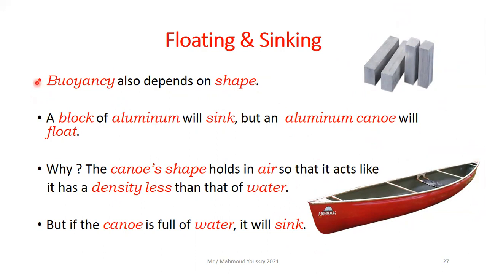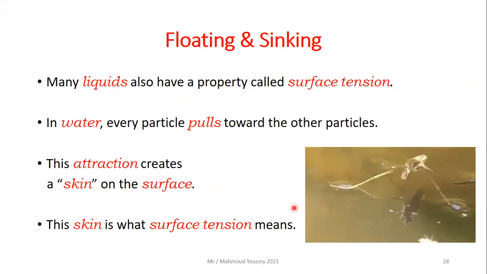Why? Let's see. Buoyancy also depends on the shape of the substance. A block of aluminum like this one will sink, but an aluminum canoe will float. Why? The canoe's shape holds in air, so that it acts like it has less density than the water. But if the canoe is full of water, for sure it will sink.